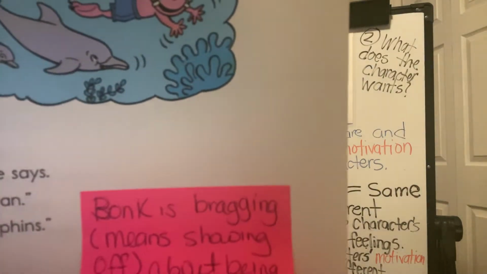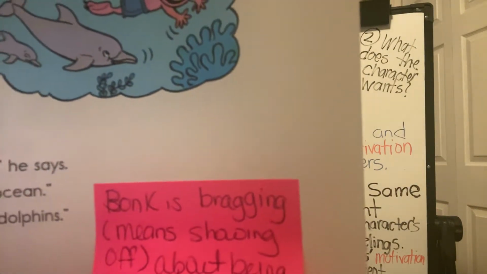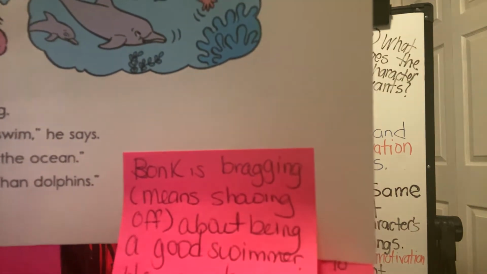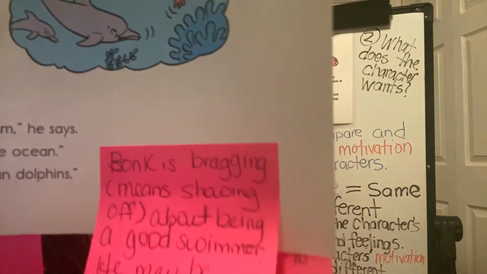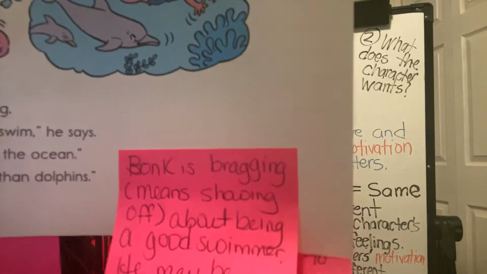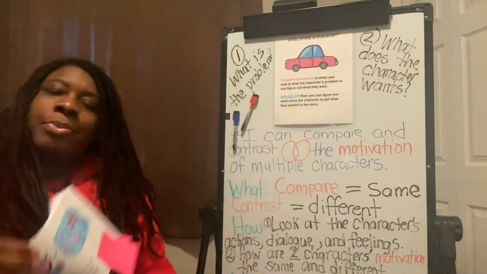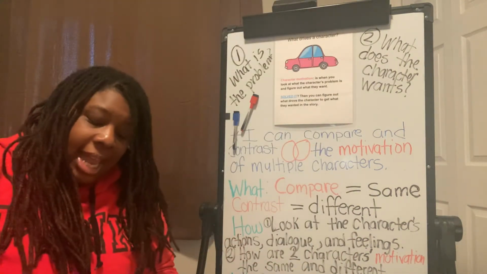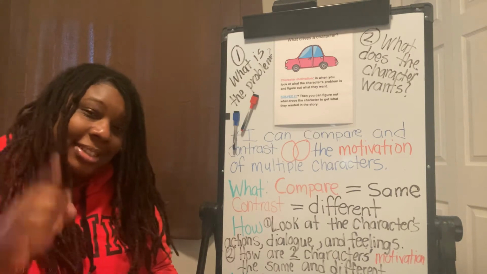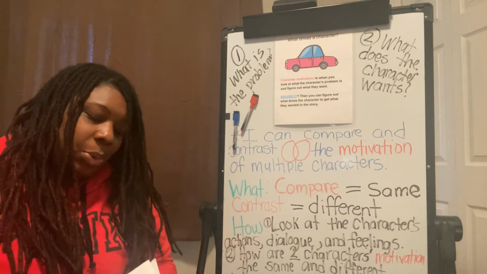So right now, I'm thinking about character motivation, and about how Bonk is bragging in the story. Right now, he's bragging that he knows how to swim. He can swim faster than the dolphins in the sea. I personally think that he might be bragging to impress his friends. Let's continue and see if I'm right.